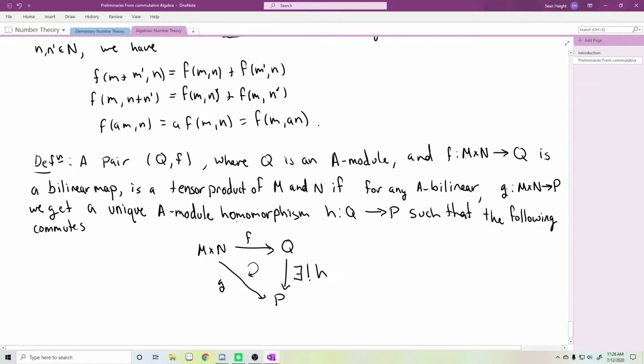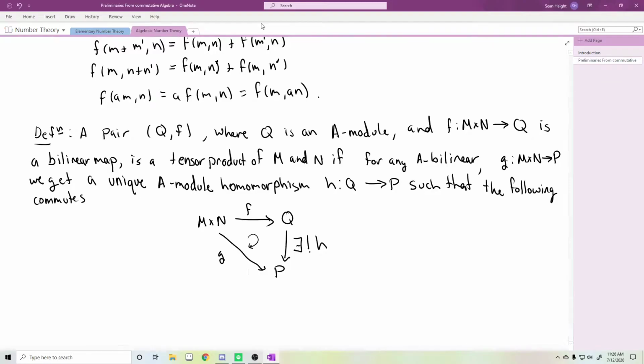Just like with all things that satisfy a universal property, they're unique up to unique isomorphism. I guess at this point we don't know that tensor products of modules exist. It turns out that you can construct them, so maybe let me make a couple of remarks here.